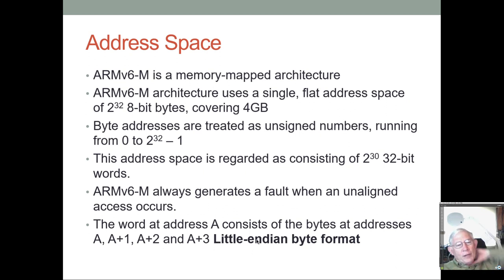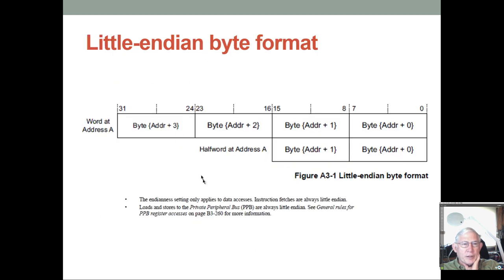Little endian format refers to the fact that when you hook up bytes, I think I have it defined here. So let's say this is location 0, location 1, location 2, location 3. If you put a 32-bit word in here, the low order byte will be here, the next byte will be here, the next byte there, and the next byte there. That's little endian. If you have a half word, then the low order byte will be the first byte in memory, and the higher order byte will be the second byte.